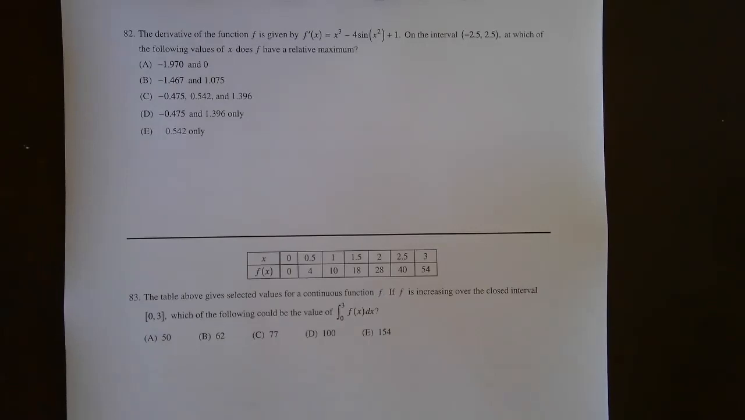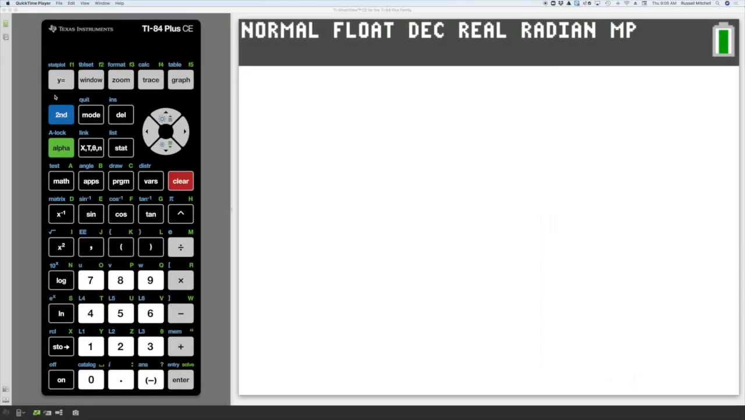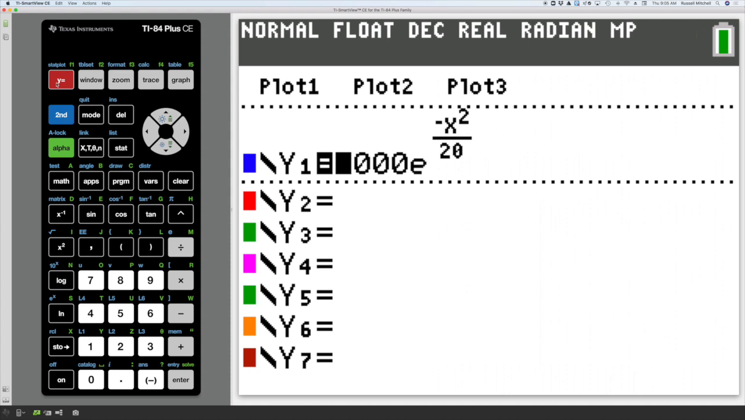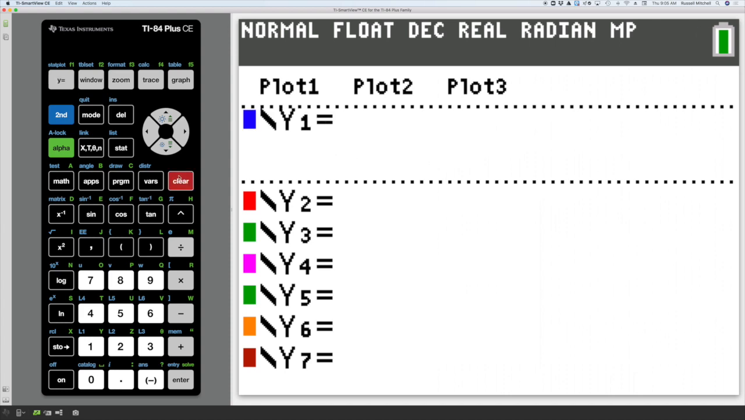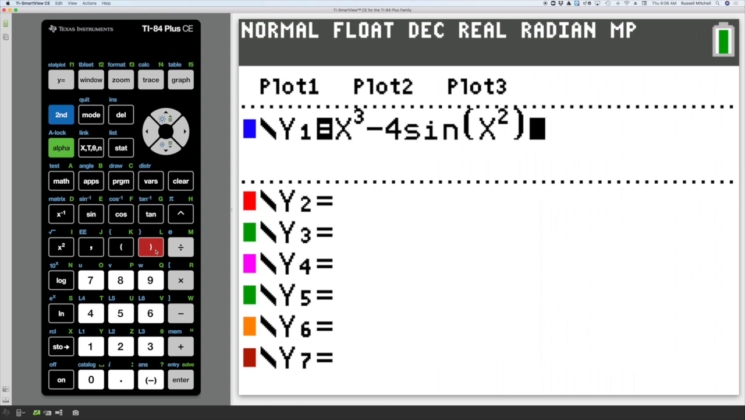So I'm going to do this on the graphing calculator, all right? And I'll show you how to get your answers that way, okay? All right, so let's go to the graphing calculator. What we want to do is enter our derivative into y equals, okay? And I had this in there from before. Then we want to type in x cubed, so x to the third, and then minus 4 sine of x squared. I'm going to close my parentheses and then add 1.